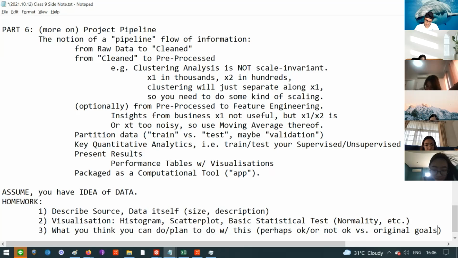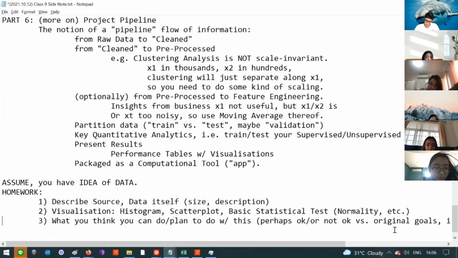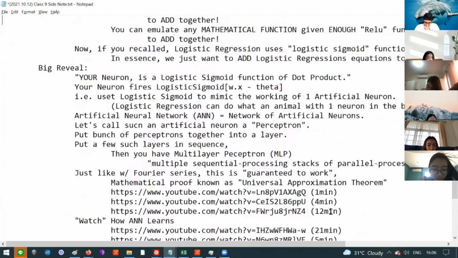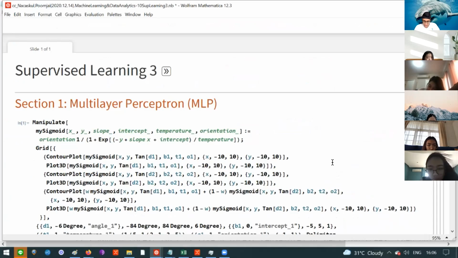Original goal, previous homework. Okay, that's it. I don't know what number homework this would be. I think this is number 5, if I'm not mistaken. If that's number 4, then maybe something like this. Finally, I'll give you guys something to play with.